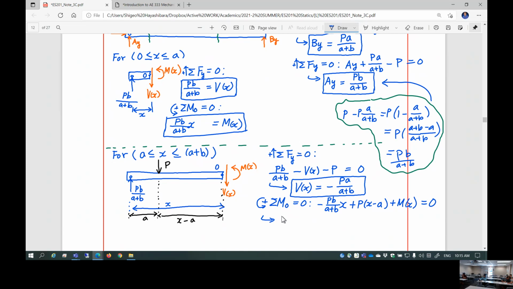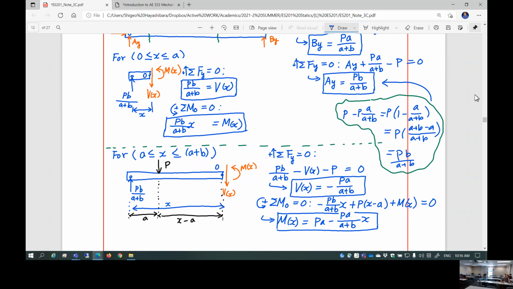This is going to give you the internal moment developed as a function of X, equal to PA minus PA over A plus B times X. So this is the moment as a function of X. This is also a moment as a function of X. Shear seems to be constant and constant, but with two different values. So that much I know by introducing a virtual cut for two locations.